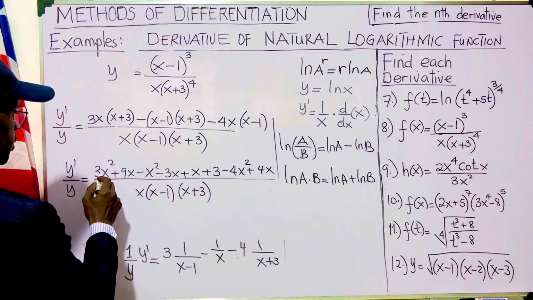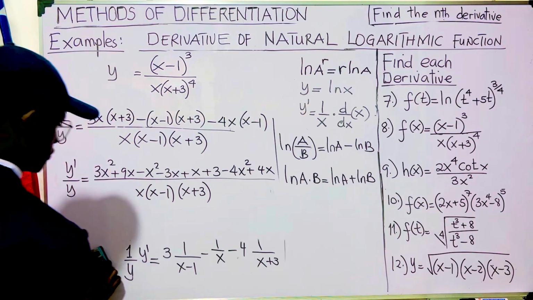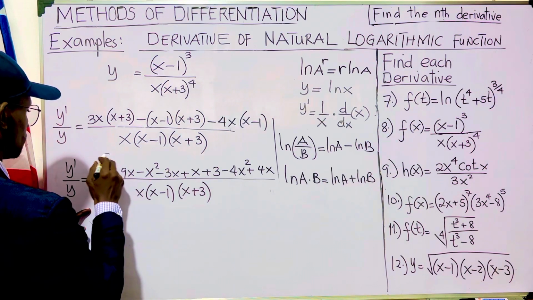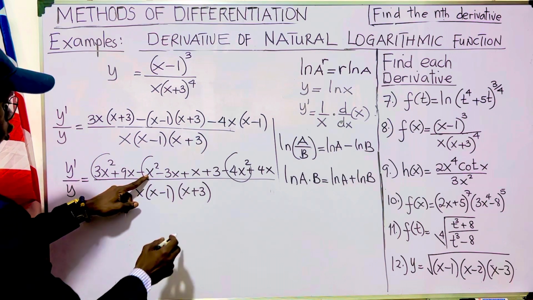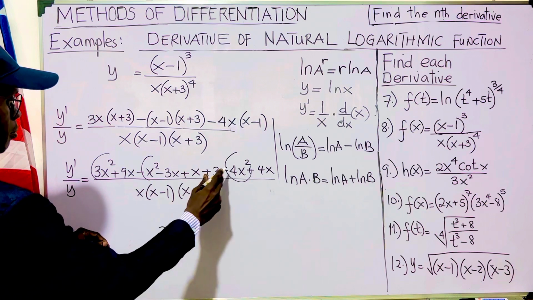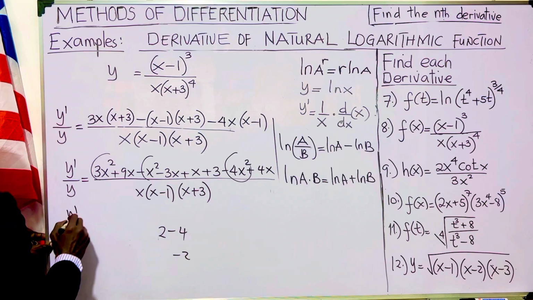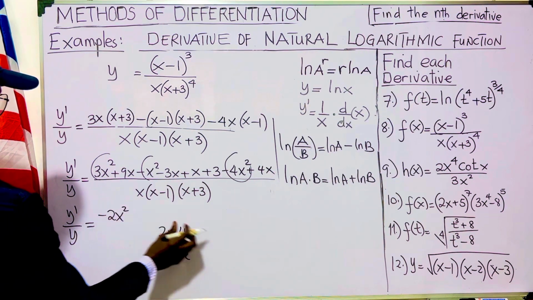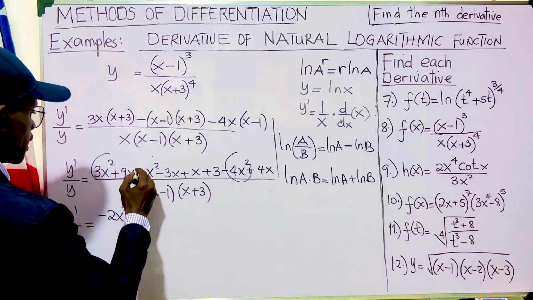So 3x squared minus x squared. So these are like terms. So 3 minus 4 minus 1 is just 2. 2 minus 4 is just minus 2. So y prime all over y is equal to minus 2x squared. That's the first one.